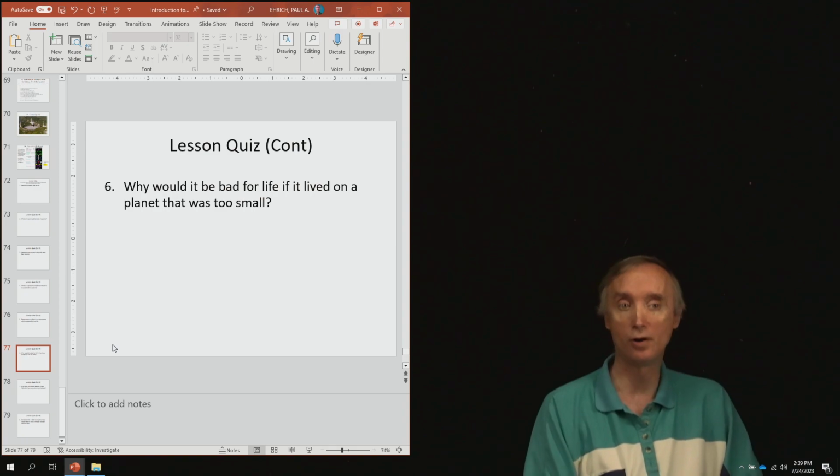Another problem with Mars was that because it cooled off rapidly, it lost its magnetic field. And then without its magnetic field, the sun's solar wind blew away its atmosphere.